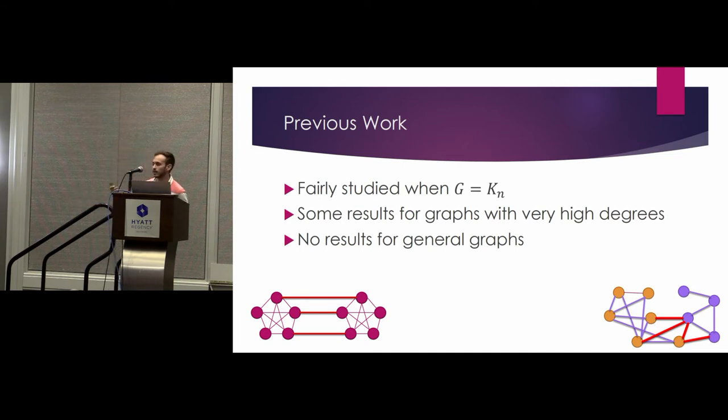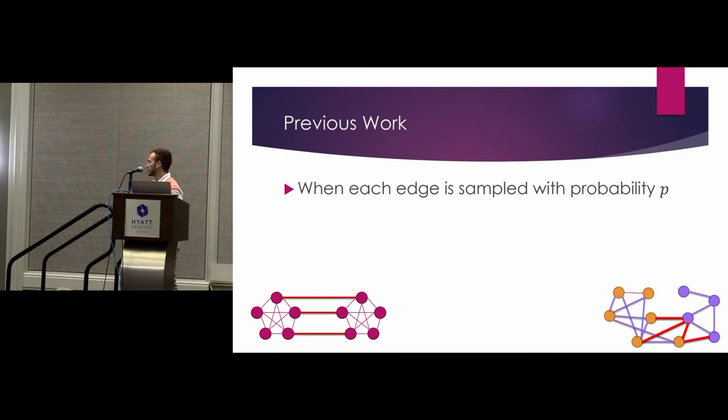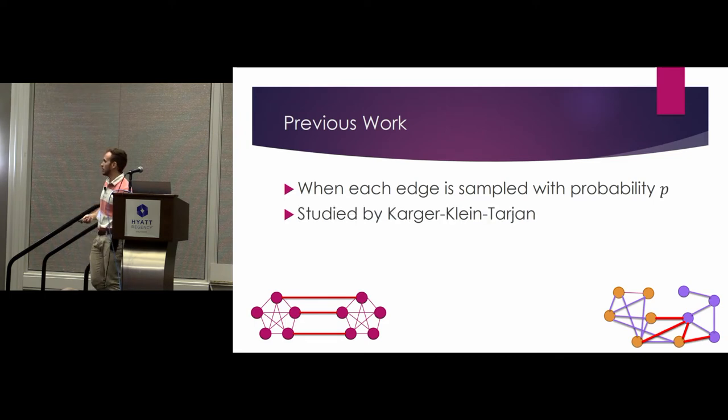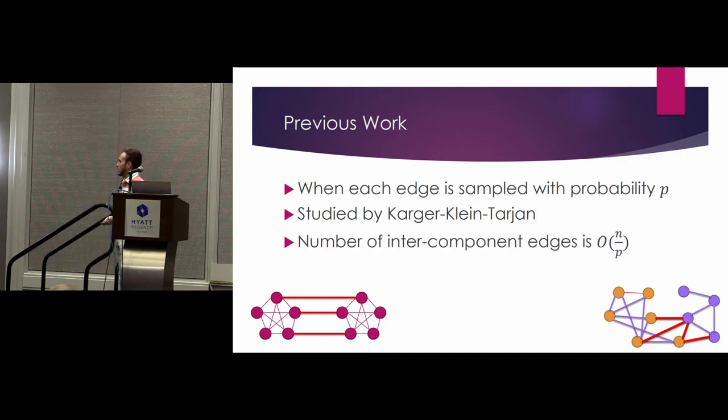What was studied as a way to sample subgraphs from general graphs is the following model, which is a very simple model where you just pick every edge with some probability p. For example, this was studied in the TCS context by Karger, Klein, and Tarjan as part of the randomized MST algorithm. They show that the number of intercomponent edges when you pick every edge independently with probability p is in expectation at most n over p.